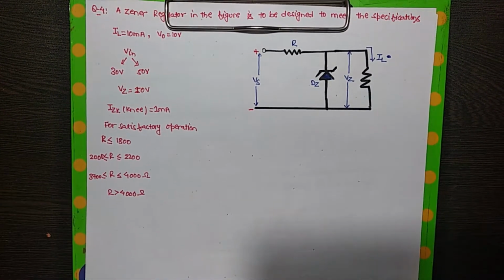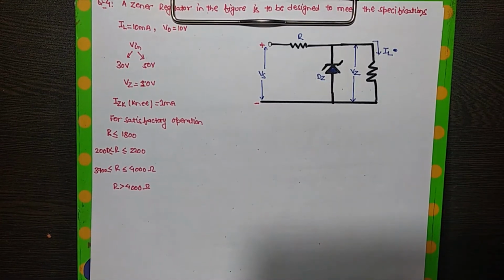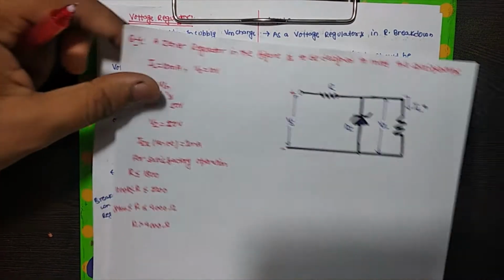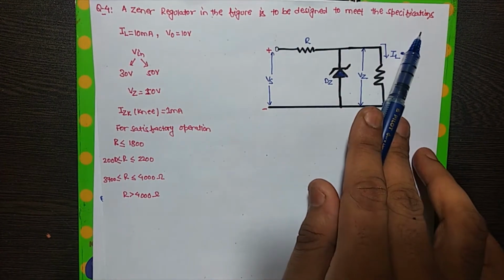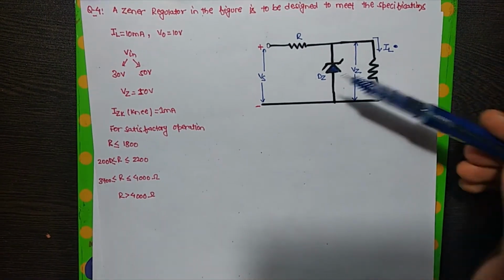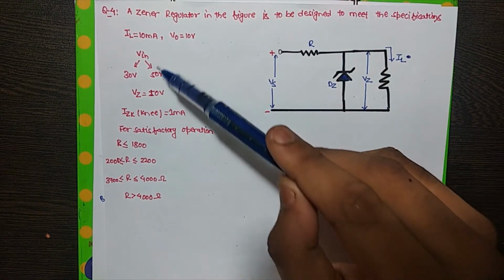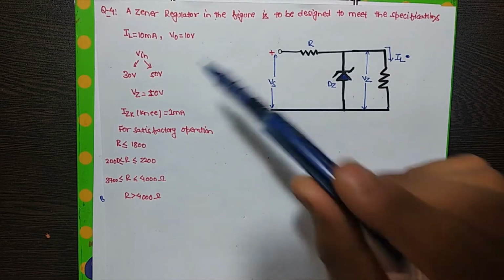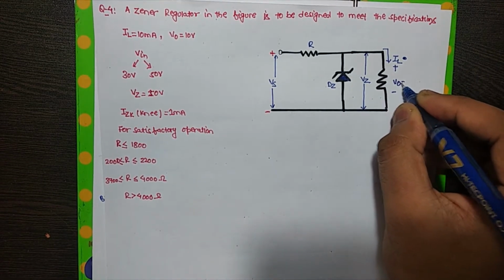Hi guys, this is a question based on the Zener regulator concept. In this question, they have asked: a Zener regulator in the figure is to be designed to meet the specification. The given specification for this regulator circuit is IL, that is the load current, is 10 milliampere, and V output is equal to 10 volt. So V output should be equal to 10 volt.